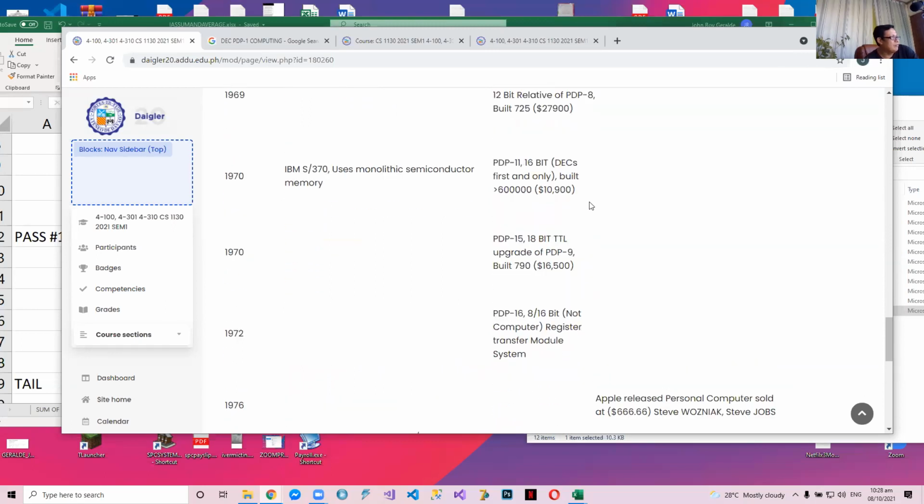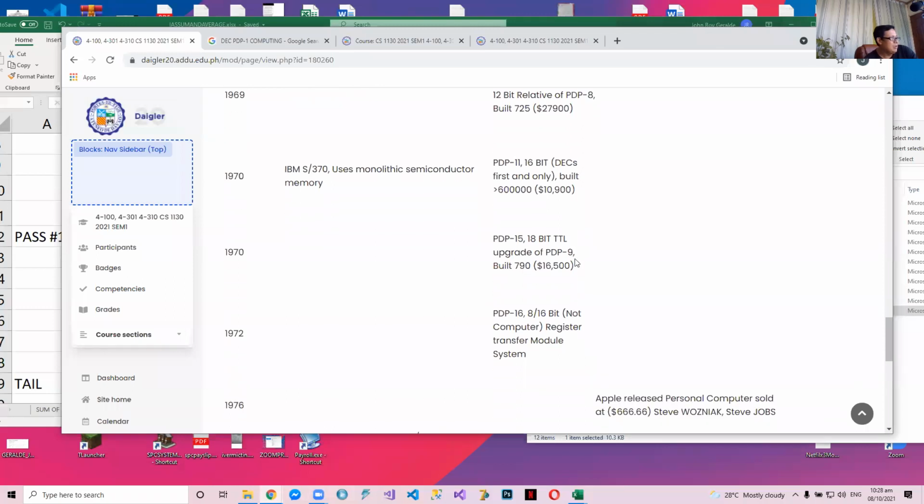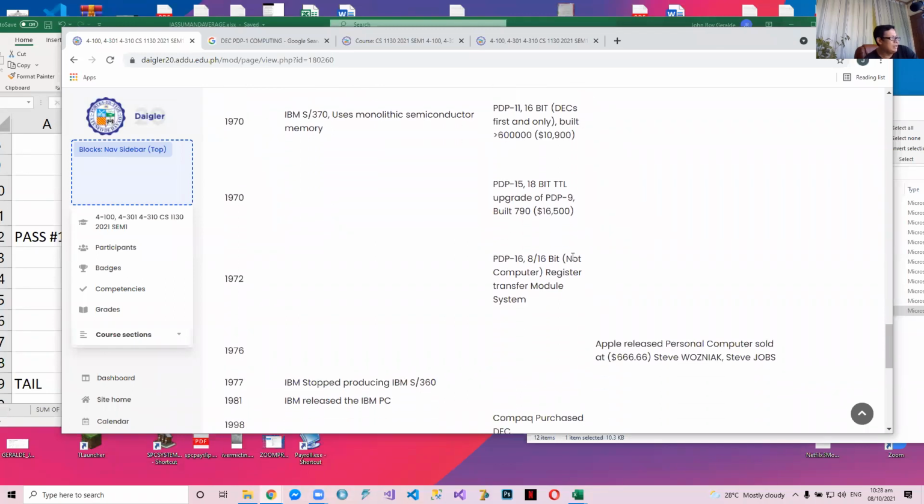1970 was a landmark for PDP, because they sold 600,000 of their PDP-11s. Some of them went to the Philippines, no, at 10,900, the cheapest, and it's a 16-bit. It's also a predecessor of the modern personal computer that we have. Okay. Then the PDP-15 came in 1970.